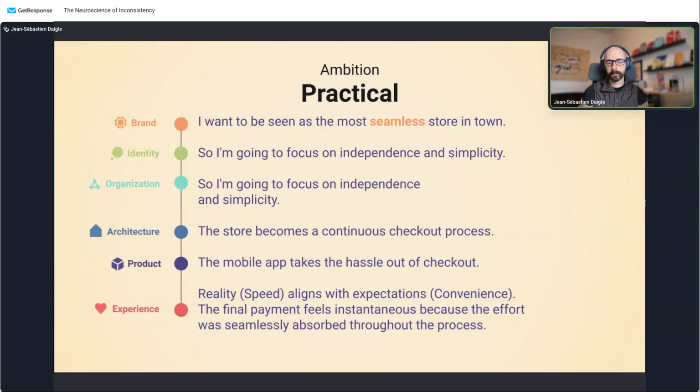Oh, that's interesting, architecturally speaking. On the product and service side, a mobile app to do the checkout, to remove the hassle of having to do everything all at once at the end. So when you're ready to leave, you just pay and that's it. The final payment feels instantaneous, so the waiting time is not there anymore.